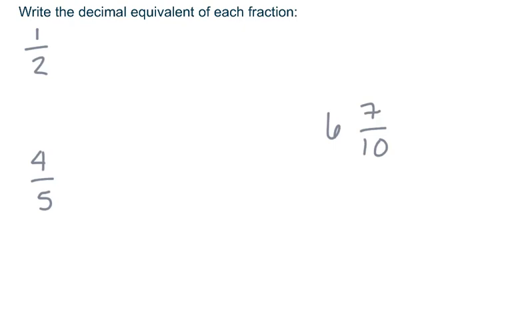Let's write the decimal equivalent of each fraction. So if we have 1/2 as a decimal, it will look like 0.5. 4/5 will become 0.8. And 6 7/10 becomes 6.7.